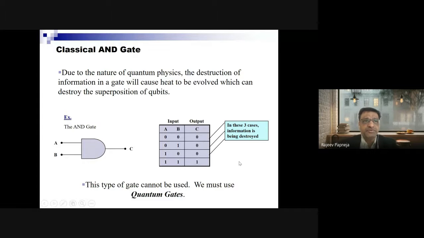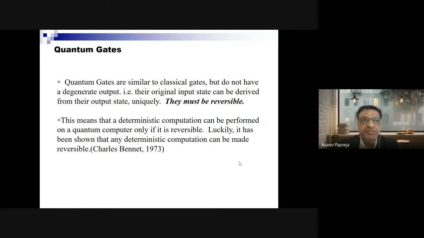But in quantum computing, the gates have to be reversible. This means that a deterministic computation can be performed on a quantum computer only and only if it is reversible.